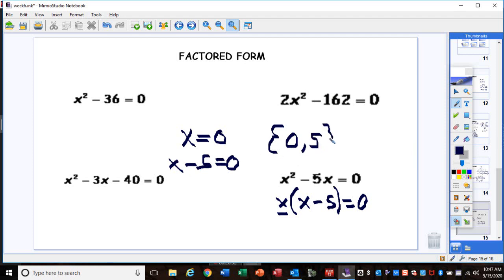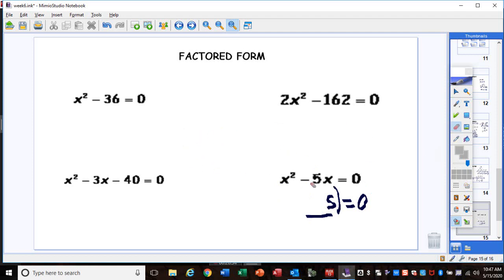Now, Mr. Purdy, why 0? Well, if this x is 0, it doesn't matter what this is. We're going to get 0 as an answer. So if x is 5, it doesn't matter what this x is. Okay, it doesn't matter what that is. If x is 5, we're going to get 0 anyway. So 0, 5 are our 2 answers.